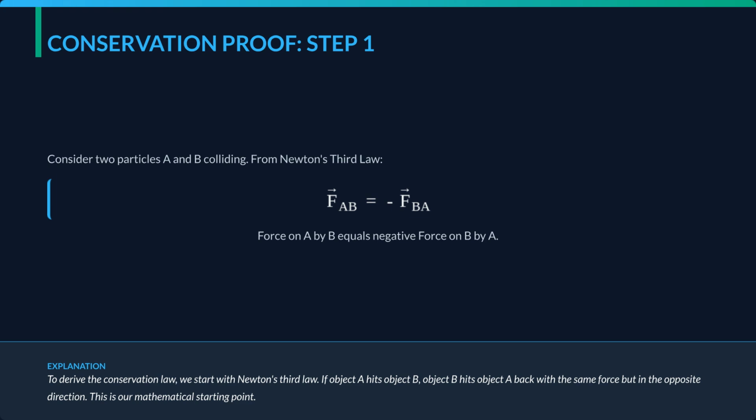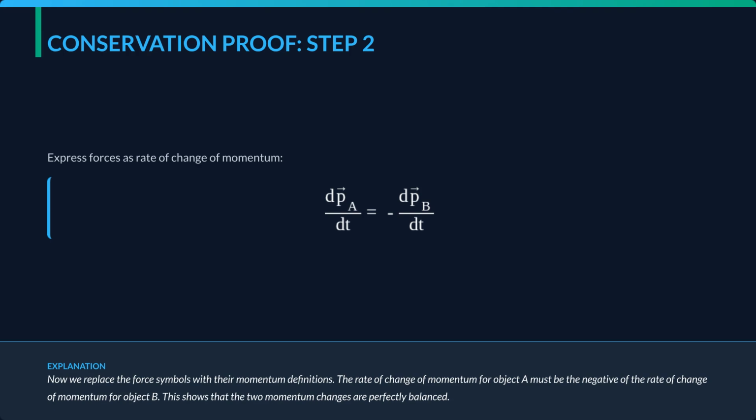The proof of conservation starts with Newton's third law. The force of A on B is the negative of the force of B on A. This sets up the balance required for momentum conservation. We then express these forces as the rate of change of momentum for each particle. This shows that the change in momentum of particle A is the negative of the change in momentum of particle B, ensuring balance.